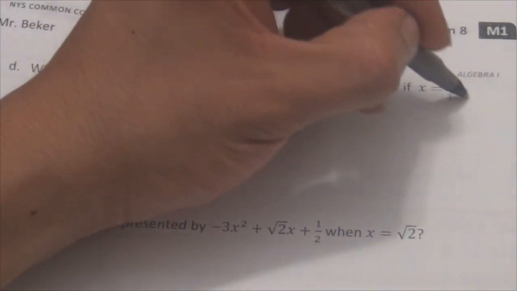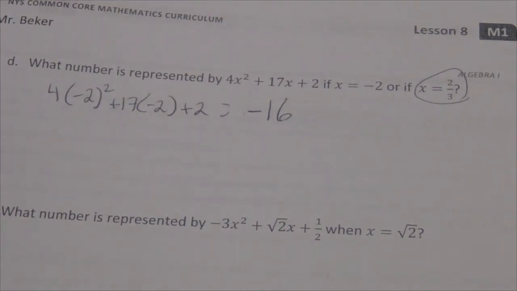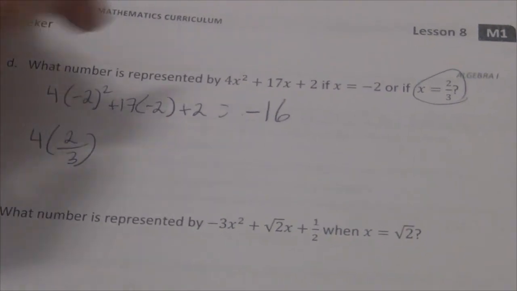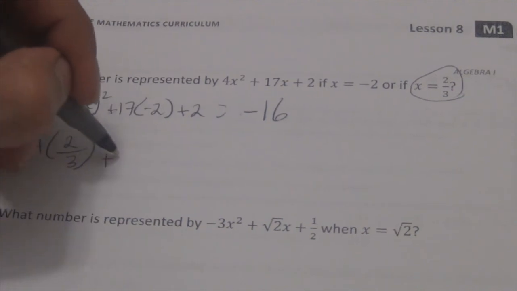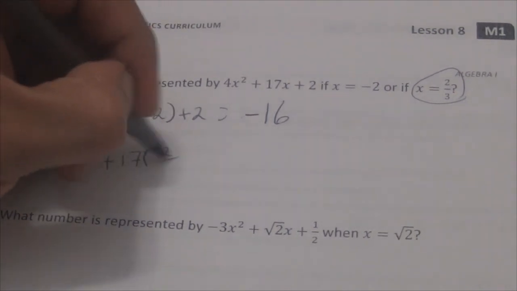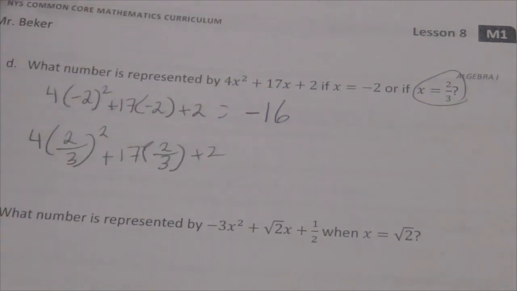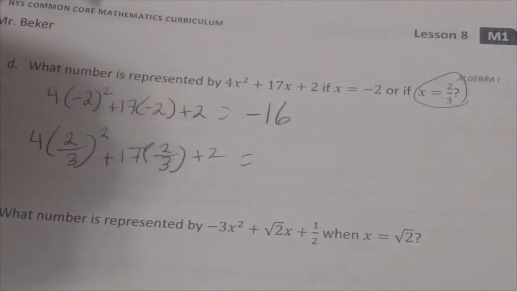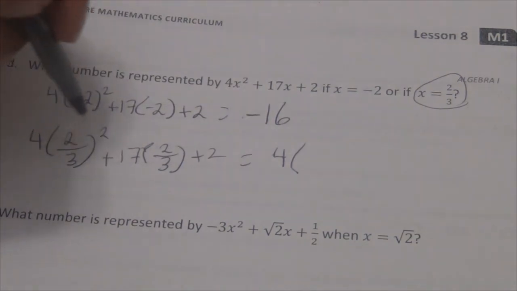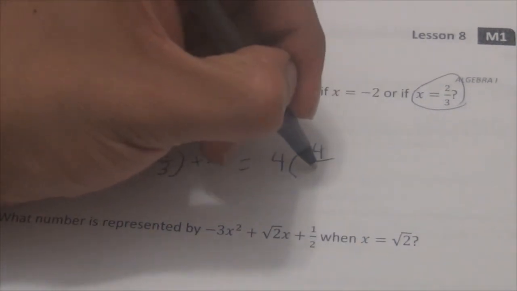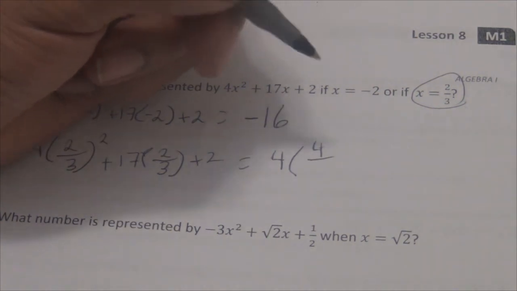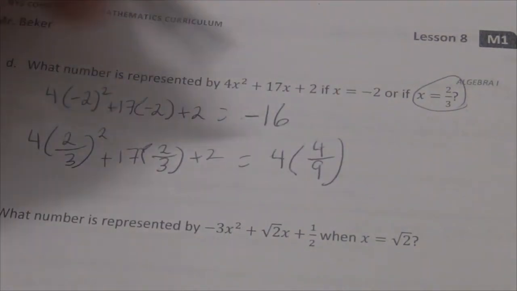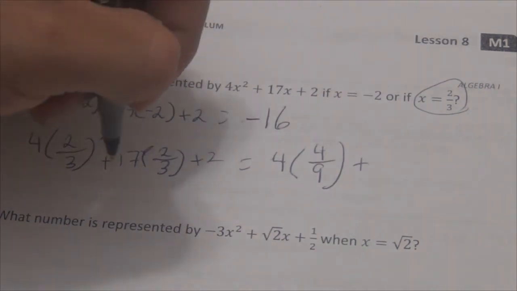Now let's try when x is 2/3. So we get 4 times 2/3 squared plus 17 times 2/3 plus 2. I'm going to go the extra step: what is 2/3 to the second power? When you raise a fraction to an exponent, you're raising the whole thing. So that's 4/9, because 2 squared is 4 and 3 squared is 9, plus 17 times 2/3.